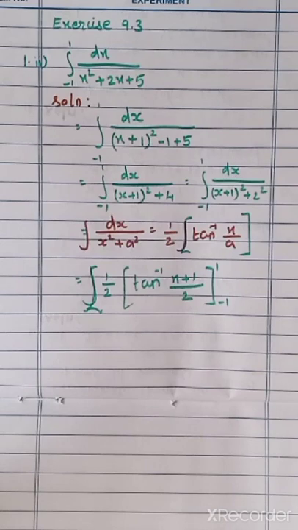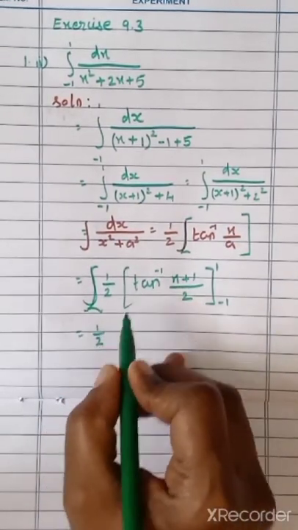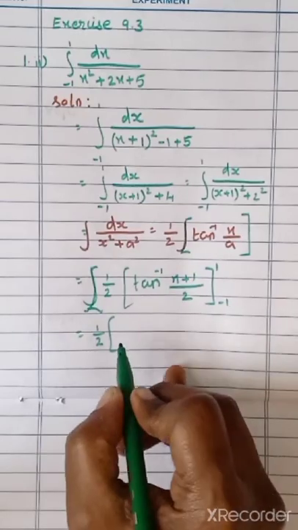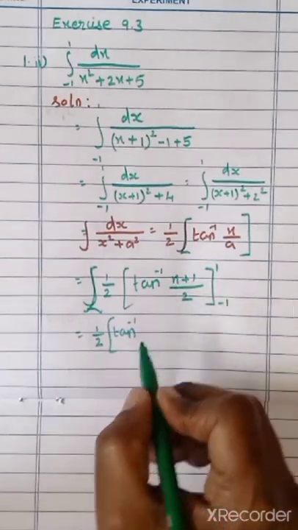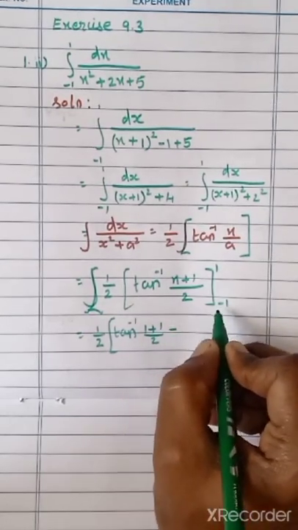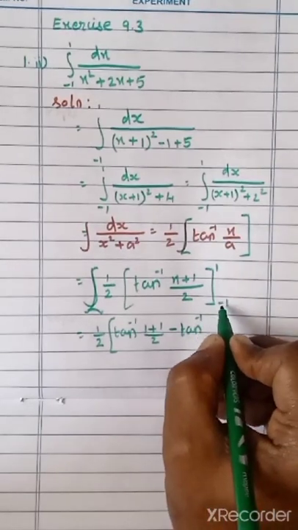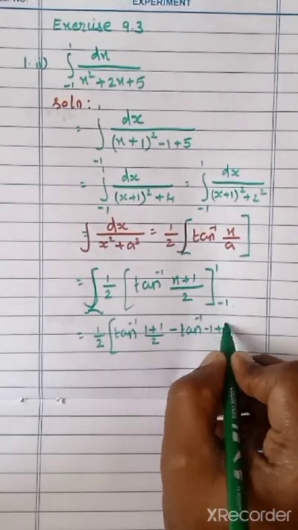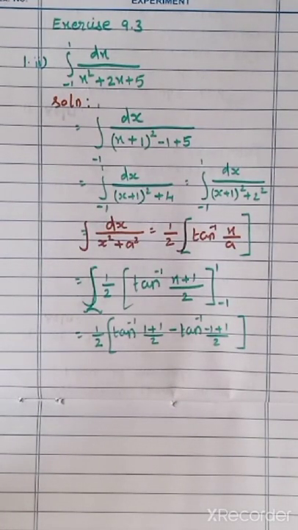You have to apply the limit. First upper limit minus lower limit. Correct? So first we apply the upper limit, then the lower limit. Now we can evaluate 1 by 2, you can take a whole bracket. Tan inverse of, substitute 1 instead of x, so 1 plus 1 by 2. Correct? Minus the lower limit, you have to take it as minus. So minus tan inverse of, the lower limit is what? Minus 1. Minus 1 plus 1 by 2. That's all. Here no need to put the minus 1 to 1 because we evaluated.